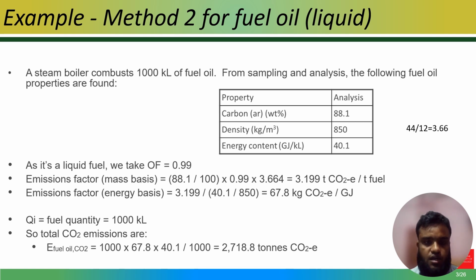Now let us calculate another method, for liquid fuel, and we will learn something different from this slide as well. For example, a steam boiler combusts 1000 kiloliters of fuel. From sampling and analysis, the following fuel properties are found. Carbon is 88.1% by weight, the density of the fuel is 850, and the energy content is 40.1. So it's a liquid fuel.